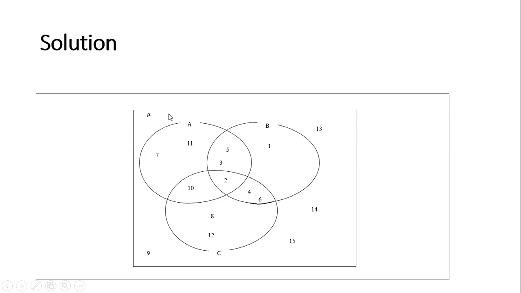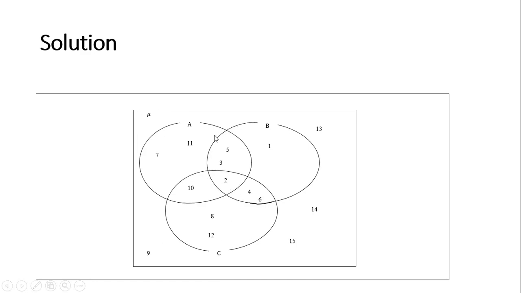The first thing we are going to have is the universal set, which is represented by a rectangle, and a circle for A, a circle to represent B, a circle to represent C. And when you have those circles drawn, the next thing is we need to put in the numbers. The first number you are going to input is the number common to the three, and that's 2. 2 is common to set A, set B, and set C.